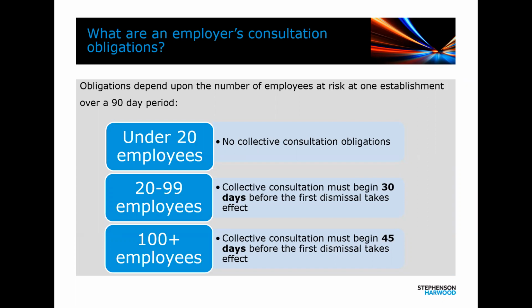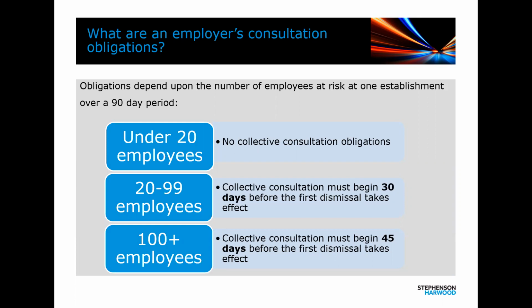So various obligations, depending on the numbers involved. If you've got less than 20 employees at risk of redundancy, then there's no collective consultation obligation, and we'll come into a bit more detail later about what collective consultation means. But instead, you must carry out individual consultation with the employees at risk. And as I've said, there's no minimum or maximum time frame for this, but in all circumstances, any consultation must be meaningful. And again, we'll come back to what meaningful means in a second.